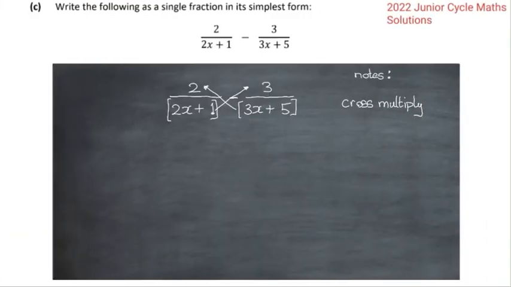On to part C, and I've already started because we're going to write these 2 fractions as a single fraction. So the first step there is to multiply across. Take the denominator here, multiply it up by the 3, take the denominator there on the second fraction and multiply it across up by the 2. Then we're going to multiply these two together. So let's get started.